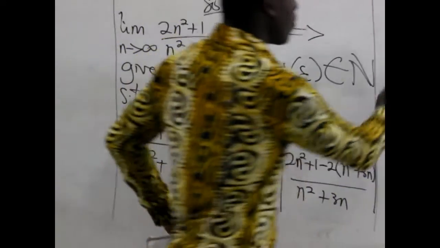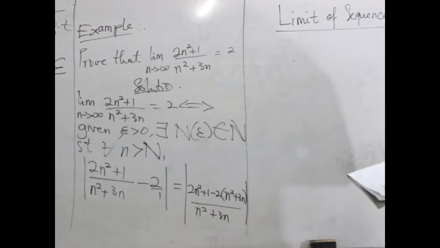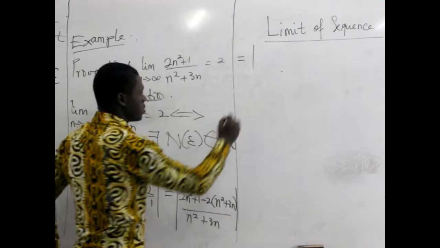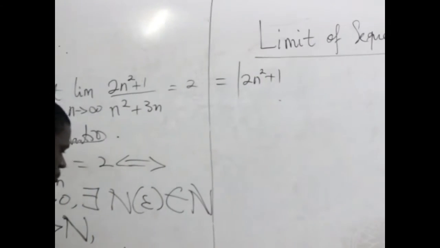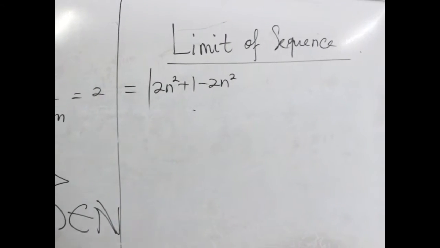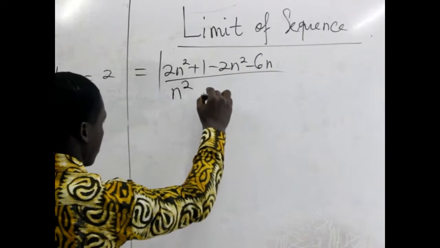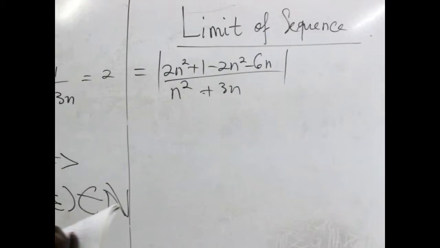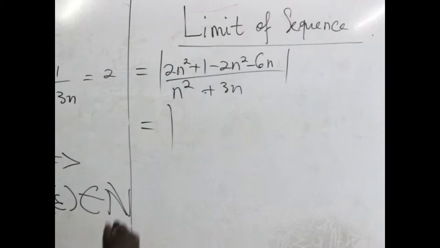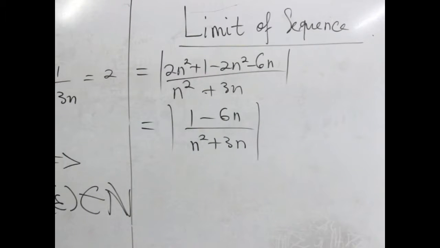Alright, so let's move on. See whether we'll be successful in doing this. Well, looking at this aspect, we can expand the bracket. So we have the absolute of 2n squared plus 1, then minus 2n squared, and this gives us minus 6n, right? 6n. Then divided by n squared plus 3n. So that is what we have. So this can nullify this, and realize that the resulting value becomes 1 minus 6n divided by n squared plus 3n. Beautiful. We are on course.